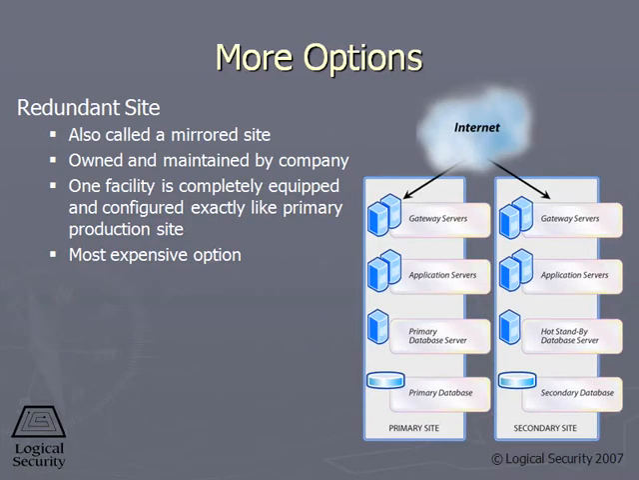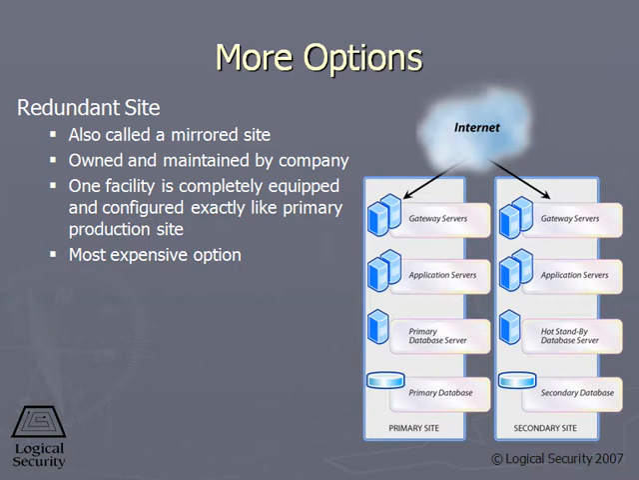So, more options for off-site facilities. We talked about hot, warm, cold, reciprocal agreements, multi-processing centers. Another example or resource that's available is a redundant site. And what it means to have a redundant site is there's a whole another facility that the actual company owns.